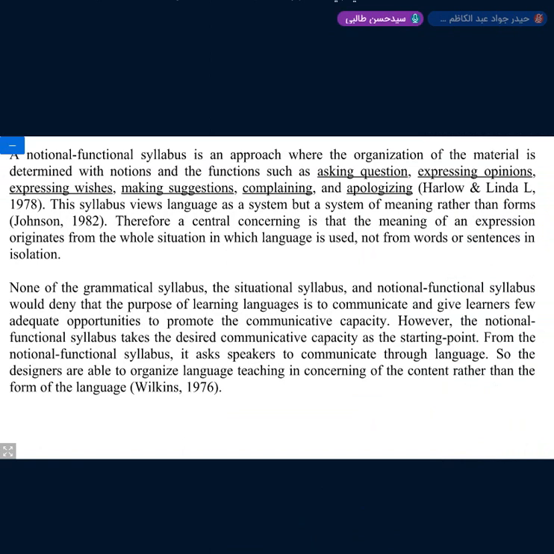The next type of syllabus, I go to the next page. Actually, my note is very easy to understand.